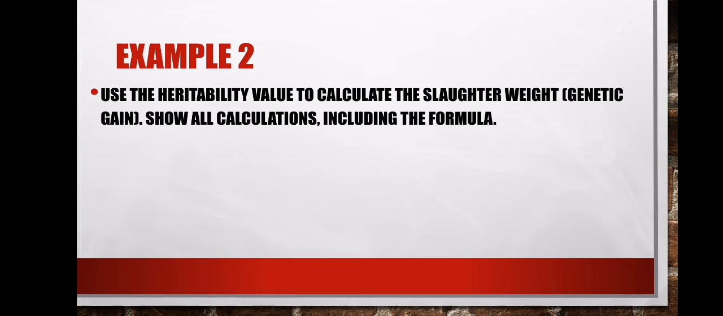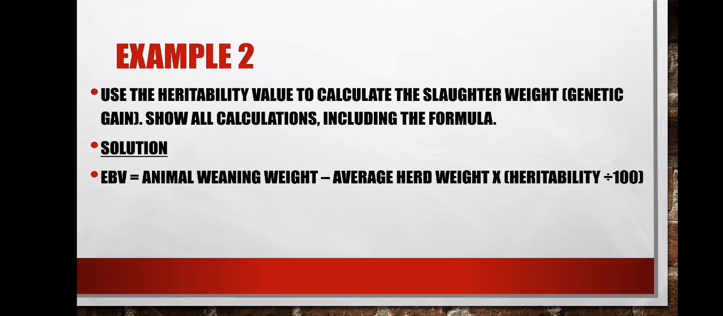So what do we do? The first thing that we do, we start by writing the formula. Always you write your formula. What does the formula say? You say EBV is equal to weaning weight of the animal minus average weaning weight. You open the brackets, you say heritability divided by what? Divided by 100. This is our formula, ne? Then you have to substitute.